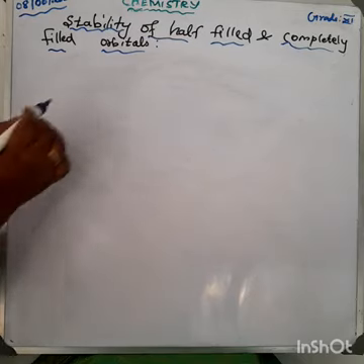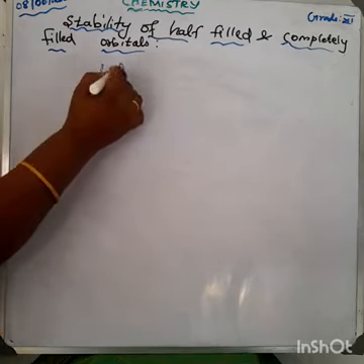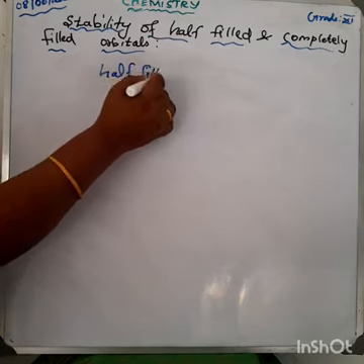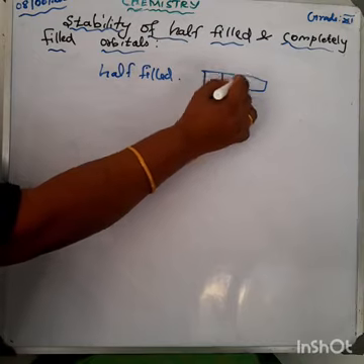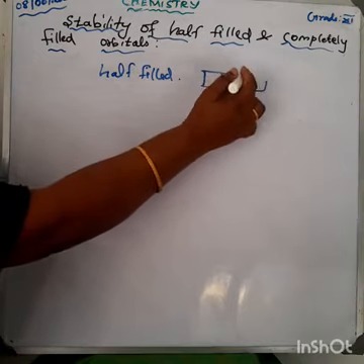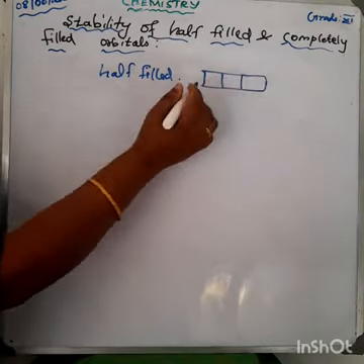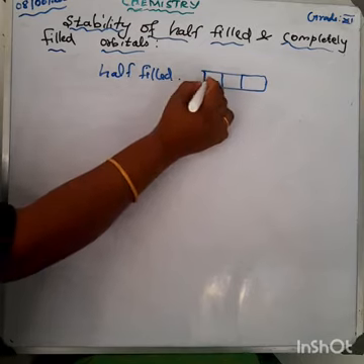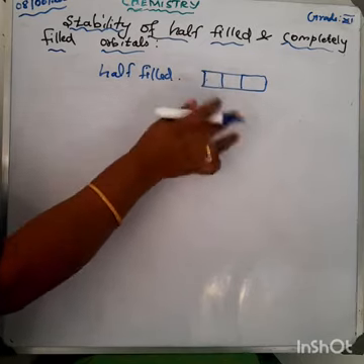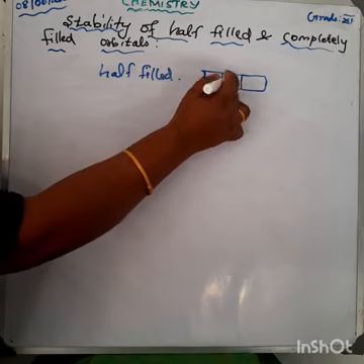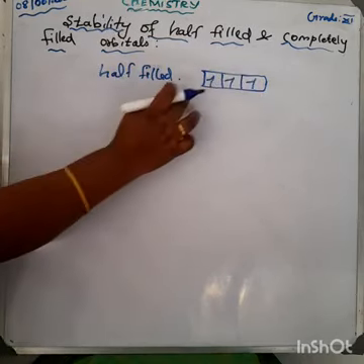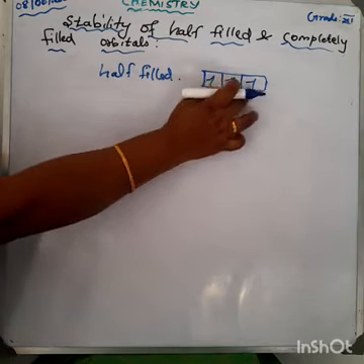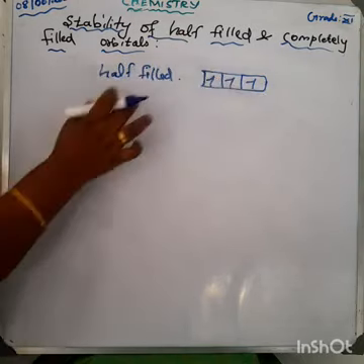What do you mean by a half-filled orbital? Suppose I am taking the p orbital. How many orbitals are there in the p subshell? There are 3 orbitals. Suppose 3 electrons are present, equally distributed in the orbitals, with each orbital having one electron. That is the half-filled orbital.